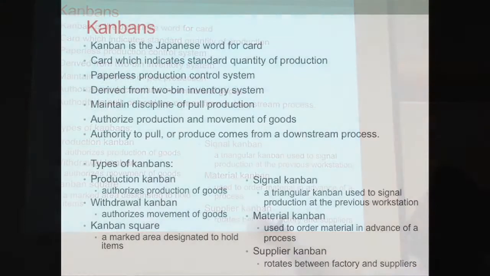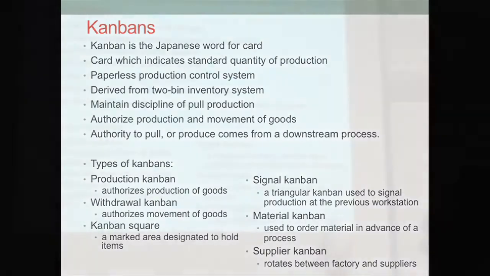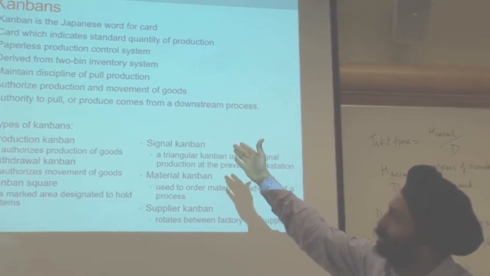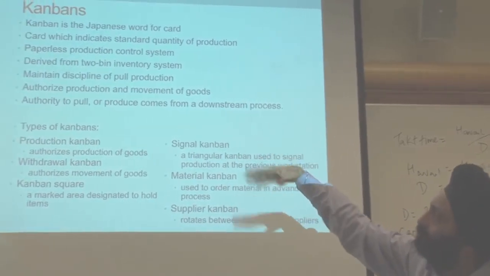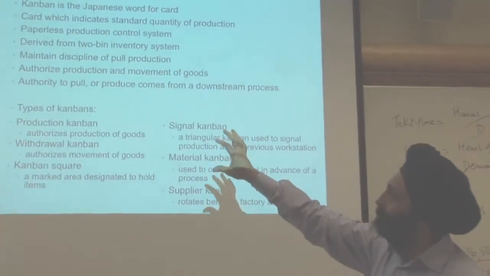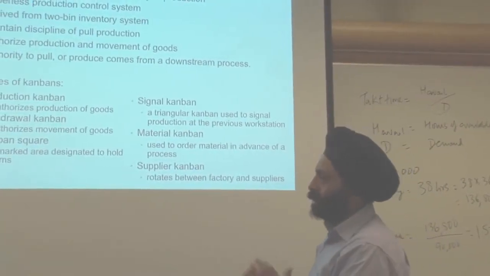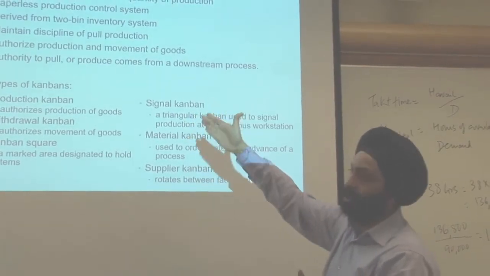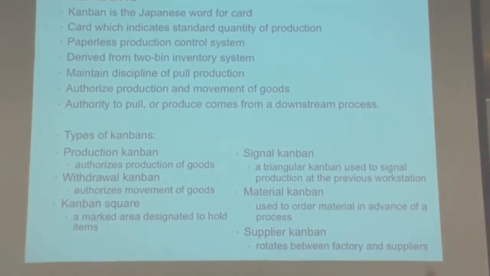Now let's look at the Kanban system. Kanban is a Japanese word for card. Card which indicates standard quality of production. So in this case, it's a paperless production control system derived from the two-bin inventory system that we'll talk about in a later slide. It maintains the discipline of full production. That is, customer order is paramount and everything is dictated from there.